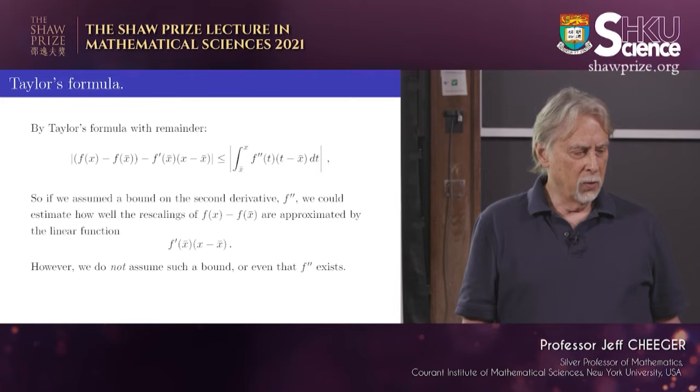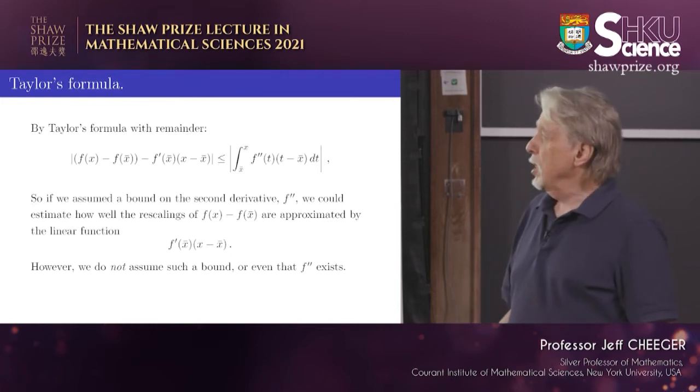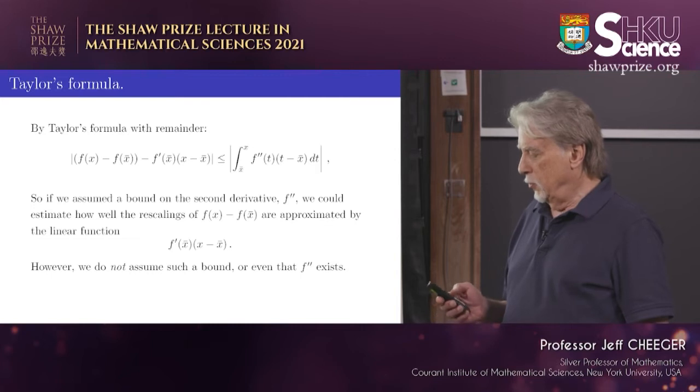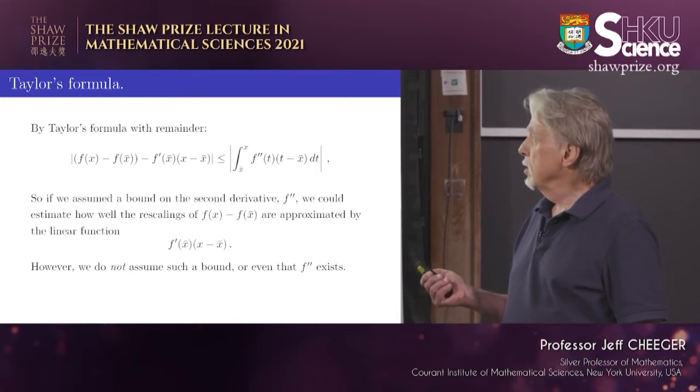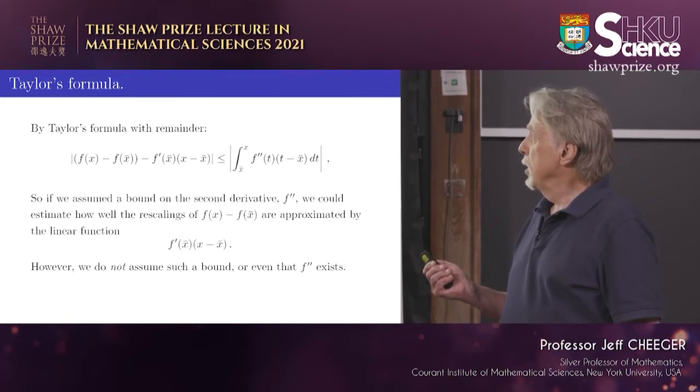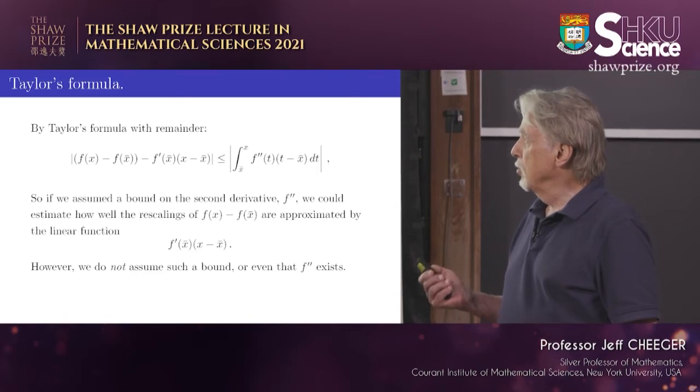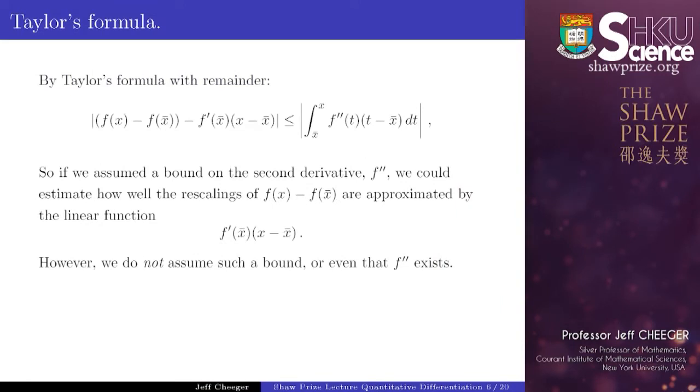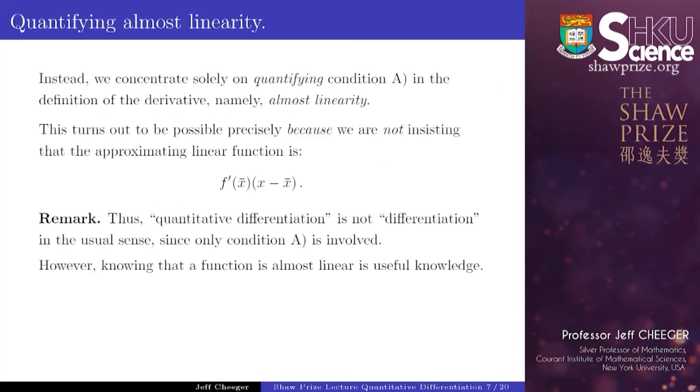Now, remember Taylor's formula, and an immediate consequence is that the difference that we're interested in can be bounded by an expression, the remainder in Taylor's formula, involving the second derivative. So therefore, if we assumed a bound on the second derivative, we could estimate how well the rescalings of f of x minus f of x bar are approximated by the linear function f prime of x bar times x minus x bar. Okay, but we don't assume such a bound or even that the second derivative exists.